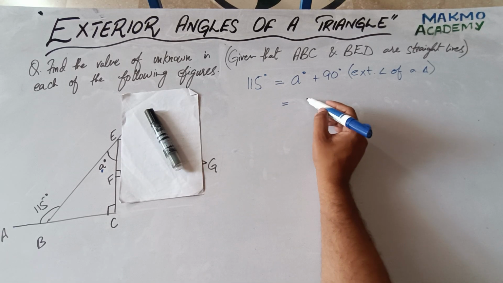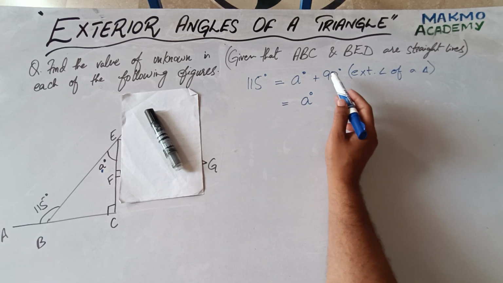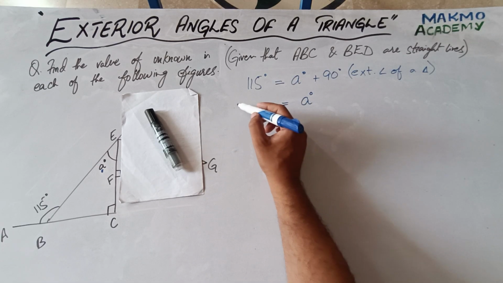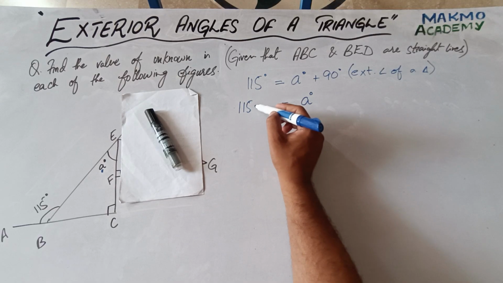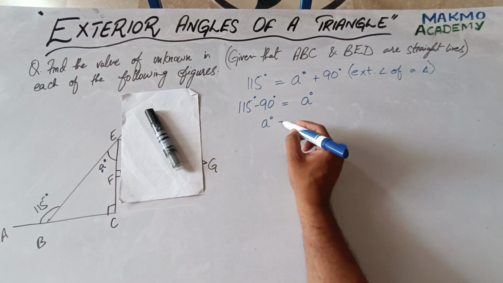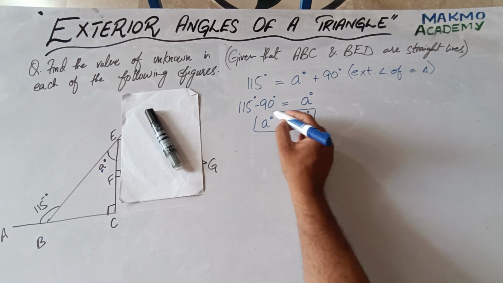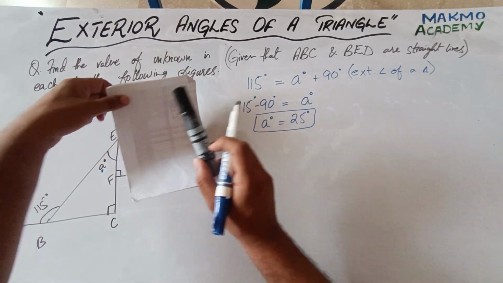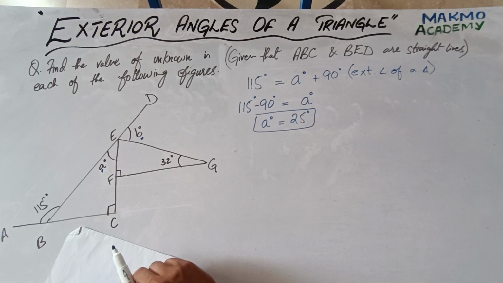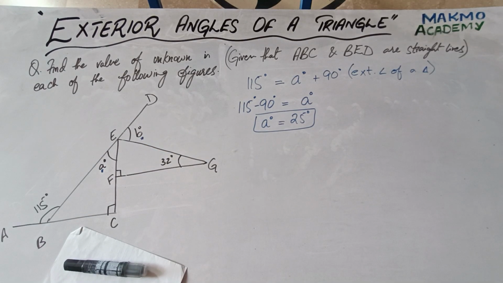Now if you want to find out A, keep A over here, just remove this 90 from here, so it will go over there and will get subtracted from 115. So this will give us the size of angle A, which is equal to 25 degrees. So this is how we can find out the size of A, which was very simple and very easy. Now we need to find out the size of B.